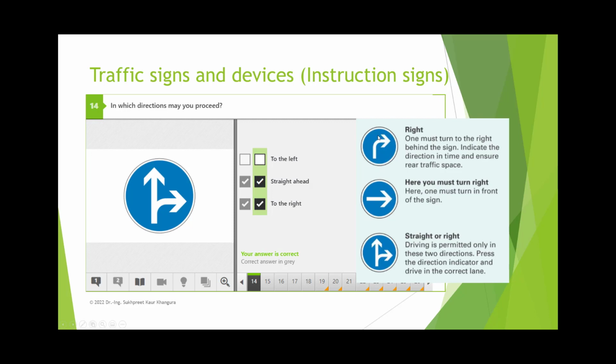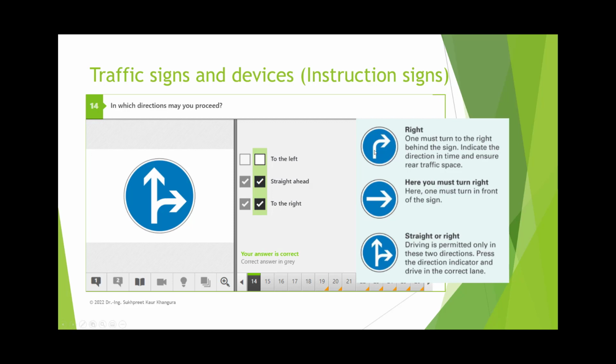So if the arrow is indicated towards right, then you have to indicate towards right and you may only turn to the right. If you see this arrow towards right, again, you may only turn right. And if straight or right, it means either you can drive straight ahead or you have to move towards right.